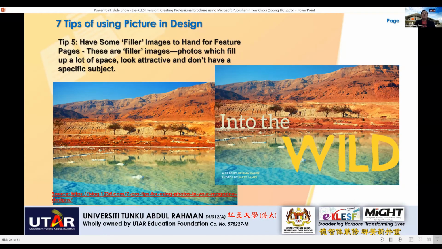The next one, where we don't have the emphasis. Everything is equal, the objects. We call it the filler image. So when you see this one, Into the Wild, you can see none of the objects in the picture is the emphasis; they are equal. So we can use the filler to make the picture very wide and very far away. This is one of the tips to create the brochure.